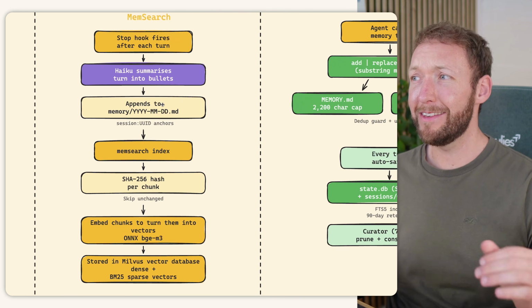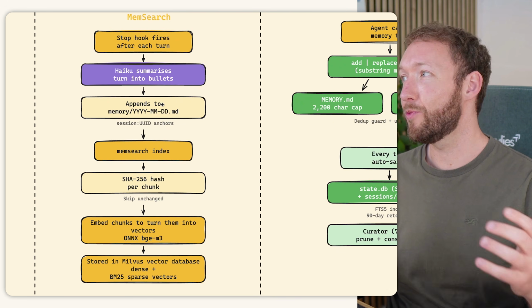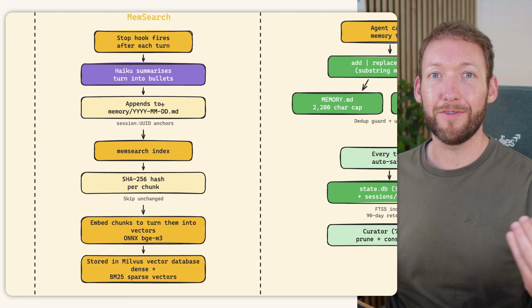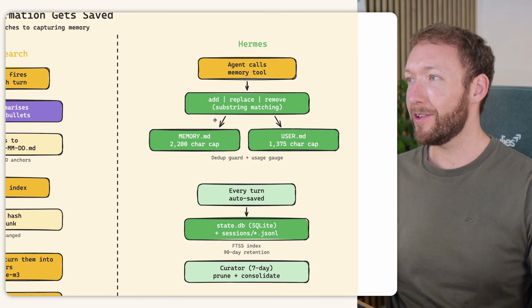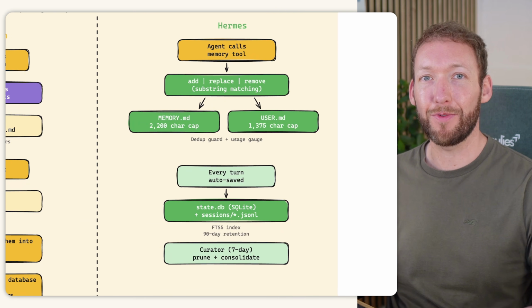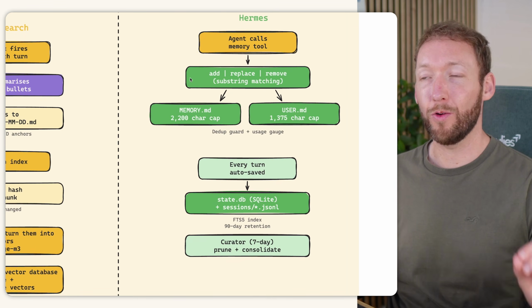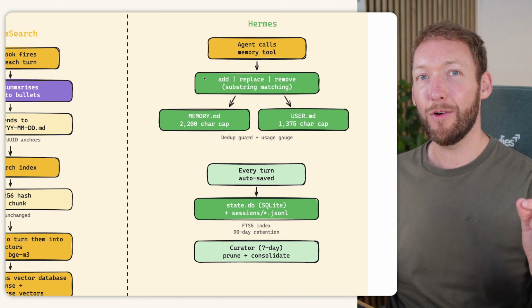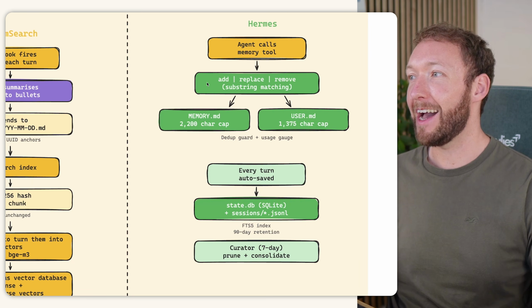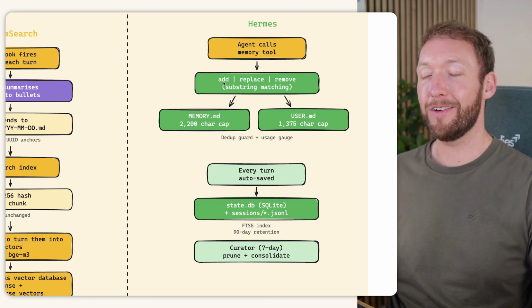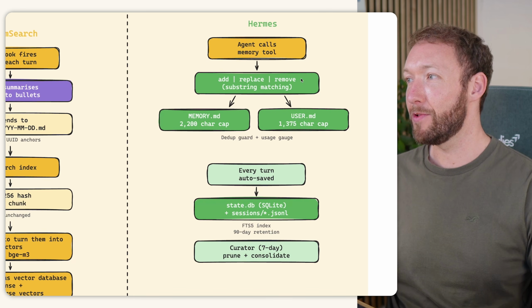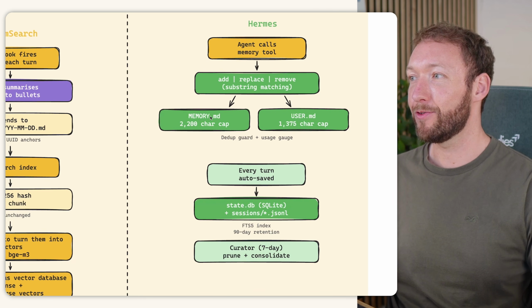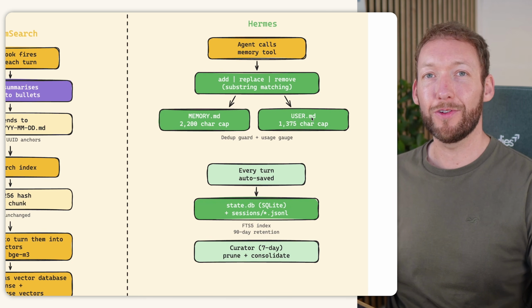Now you might wonder, is that overkill? Well, we can come to what Hermes does in a minute and decide for yourself whether that is overkill, because Hermes actually takes a completely different approach, and it's closer to what Claude Code is doing out of the box, because actually the agent is deciding what to save. The agent has access to a couple of tools inside Hermes, so add, replace, or remove. And what it's doing is adding those to a memory.md file and a user.md file.